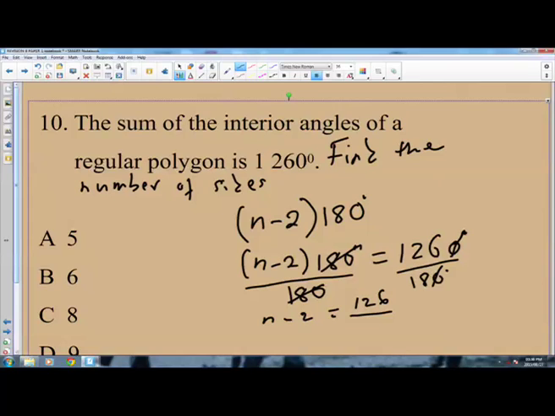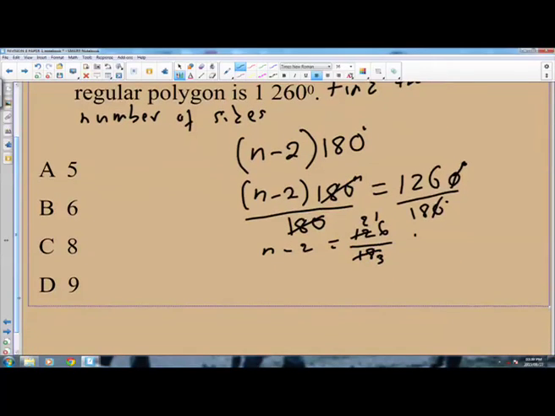126 divided by 18. And then 6 into 18, it's a 3. 6 into 12 is 2. 6 into 6 is 1. Meaning we have n minus 2 equals 21 out of 3. And then what is 21 divided by 3? This is equal to 7. So all that we are saying is n minus 2 is equal to 7.